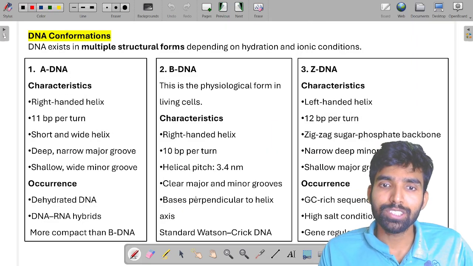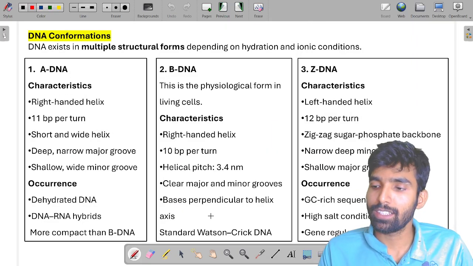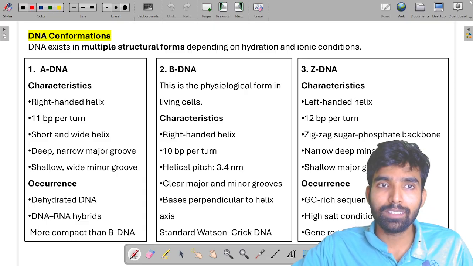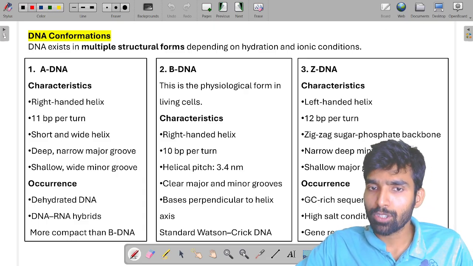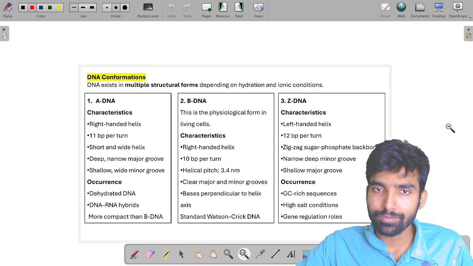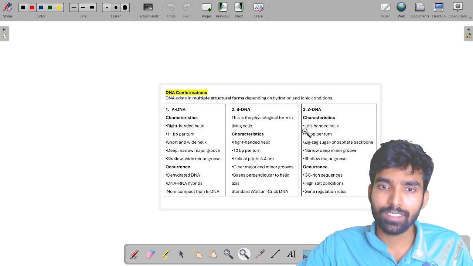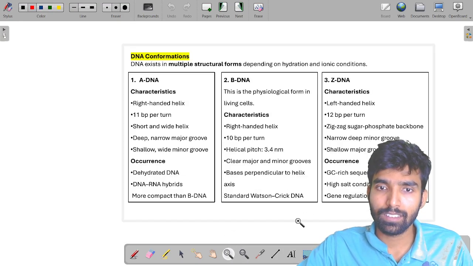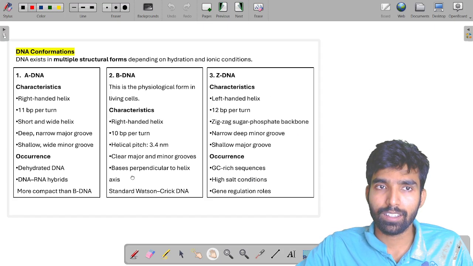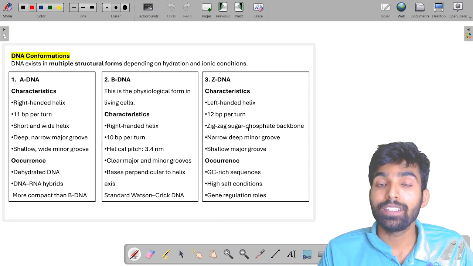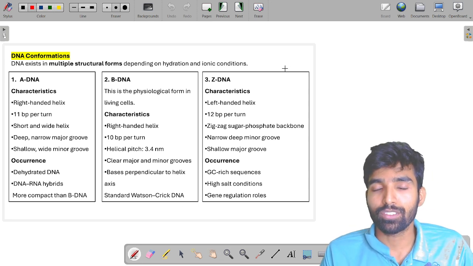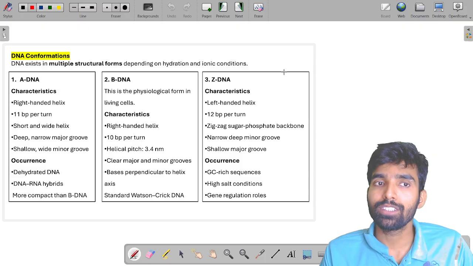Next one, the conformation of the DNA. DNA conformation means DNA exists in different structural forms. Here I am not talking about anti and syn. Based on the situation, let's say different conditions of solvent, salt, DNA can adopt different conformations.